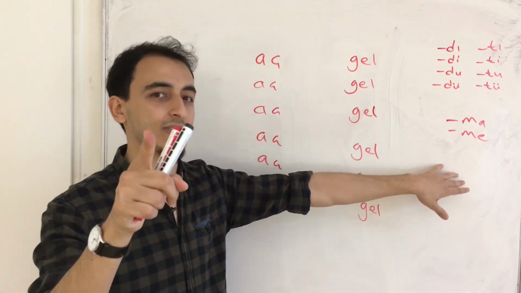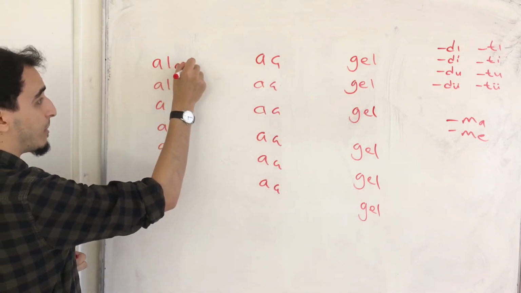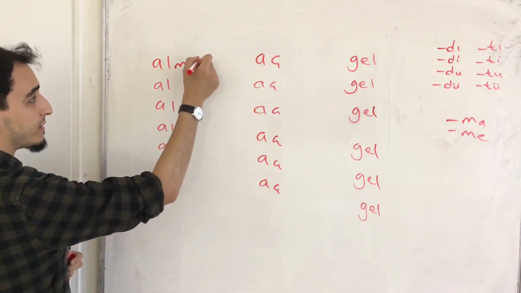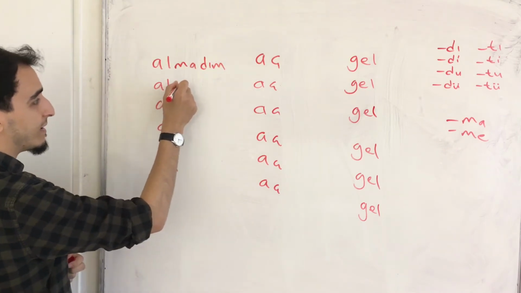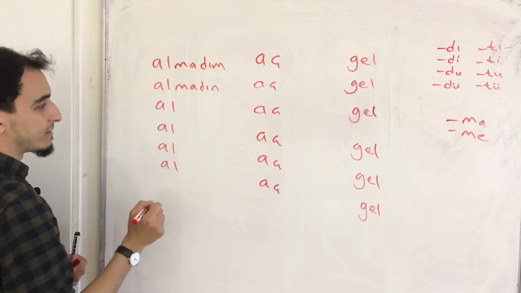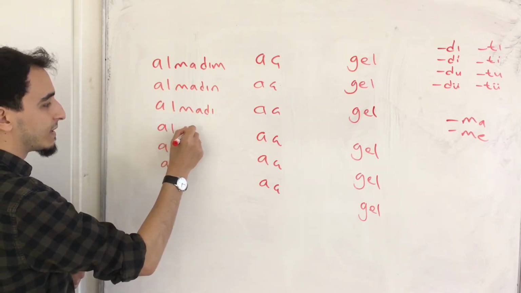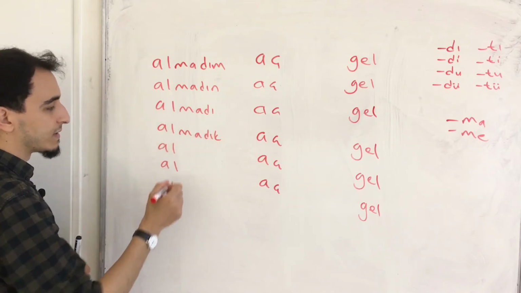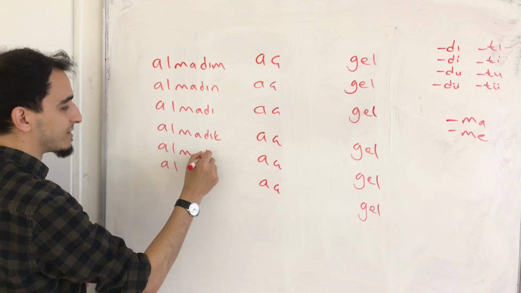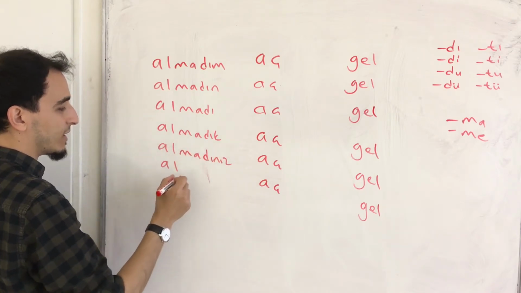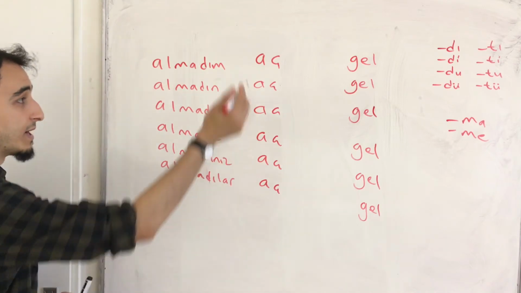Pay attention to this. Ben almadım. Evet. Almadım. Sen almadın. O almadı. Biz almadık. Siz almadınız. Onlar almadılar. Şimdi açmaya bakalım.